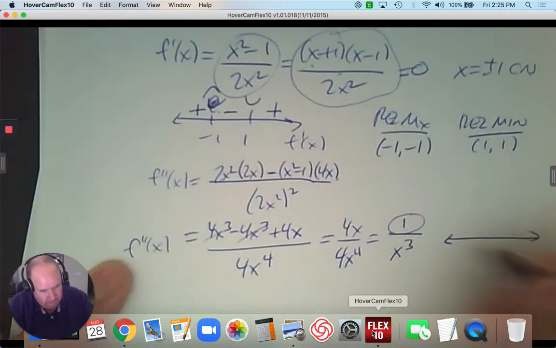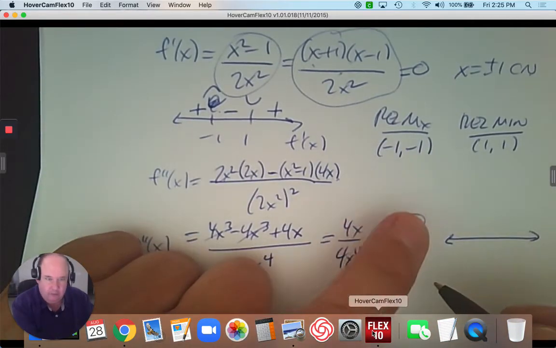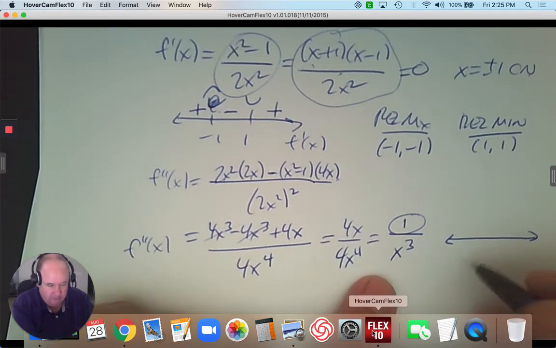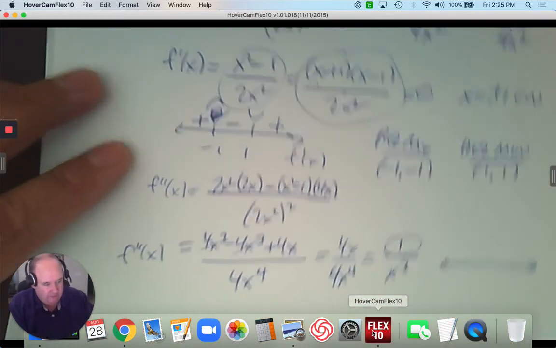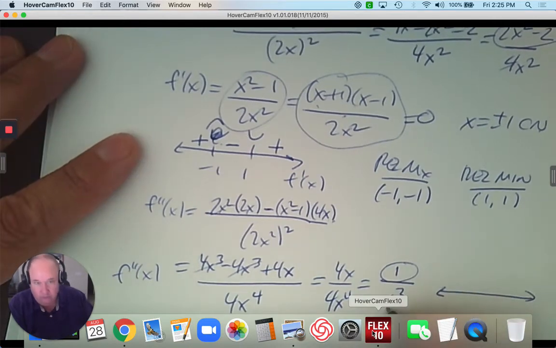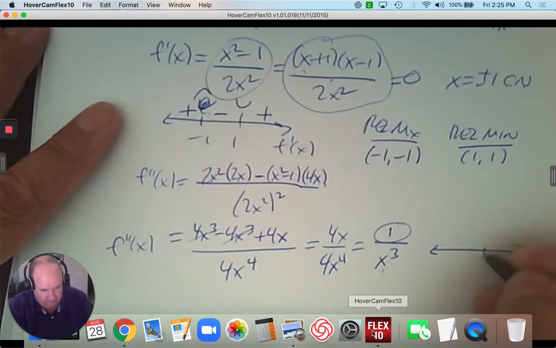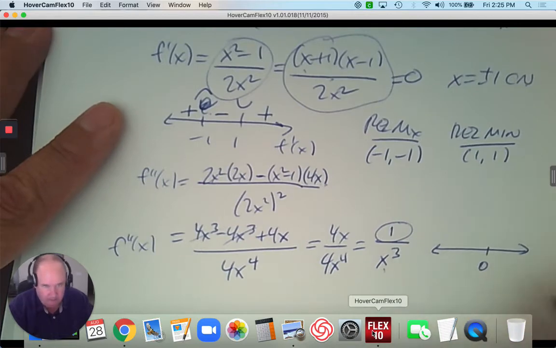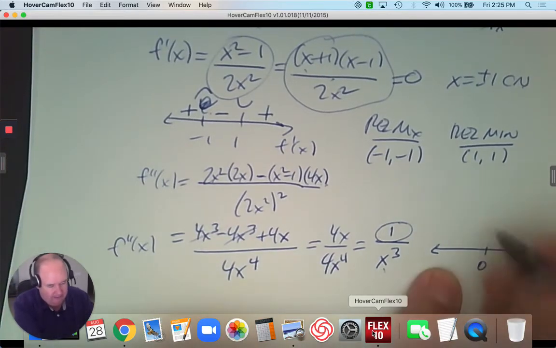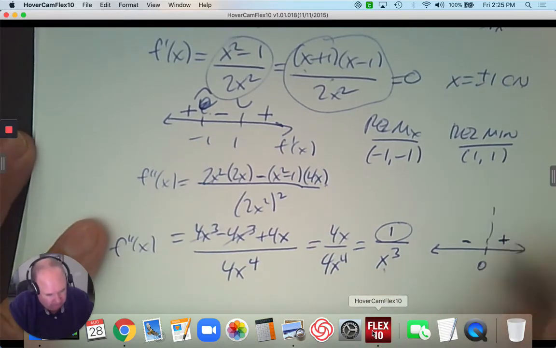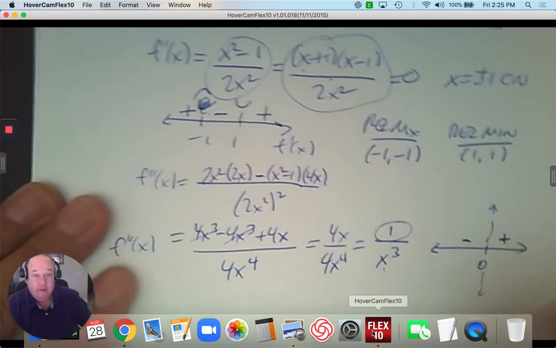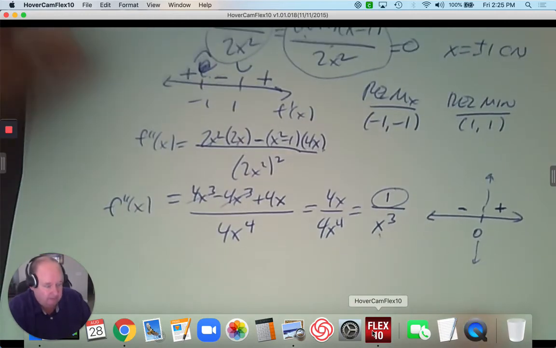There is nothing here. If you made that equal to 0, there's nothing to solve. So there's no point of inflection. There is a place where it's undefined, though. It's undefined when x is 0. So 0 makes it undefined, which makes it a critical number, but it's not a point of inflection. If you test a negative number, it'll be negative, and a positive number will be positive. So 0 is where there's an asymptote. It's not a point of inflection, but it does tell me where it's concave up and concave down.